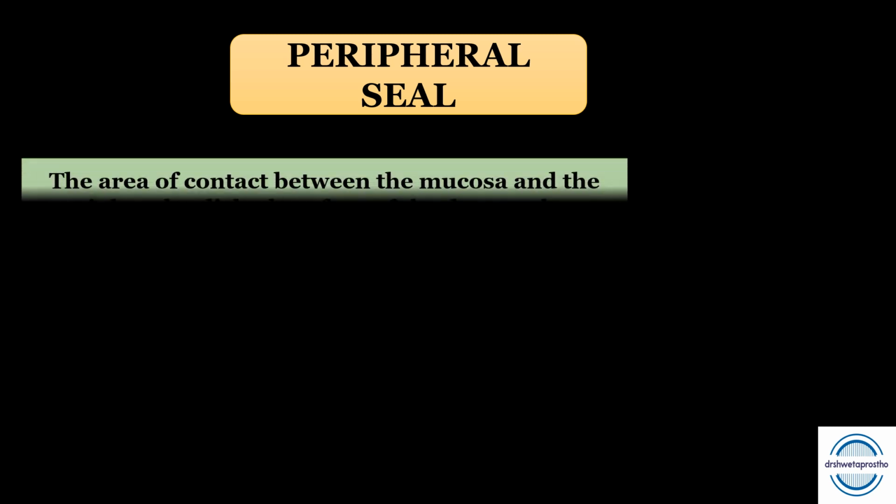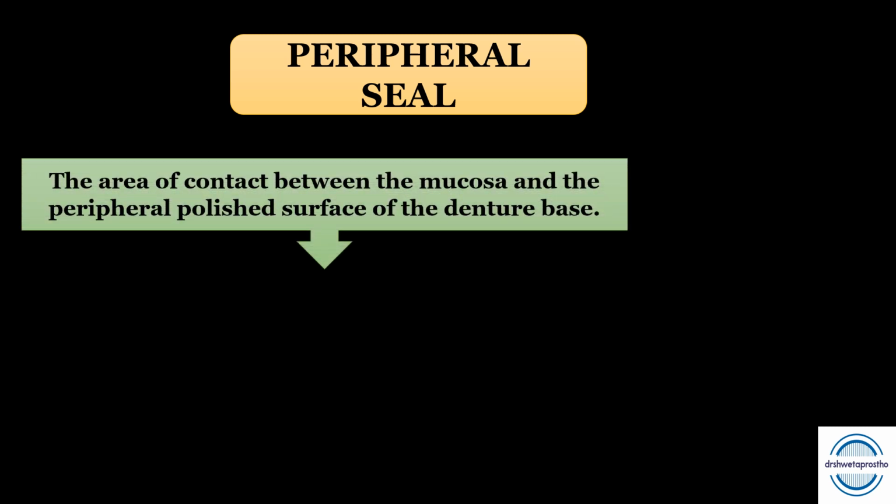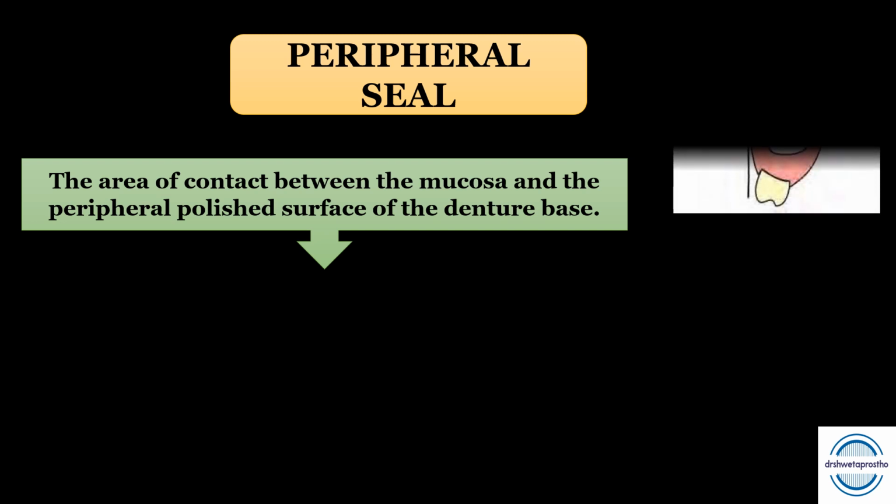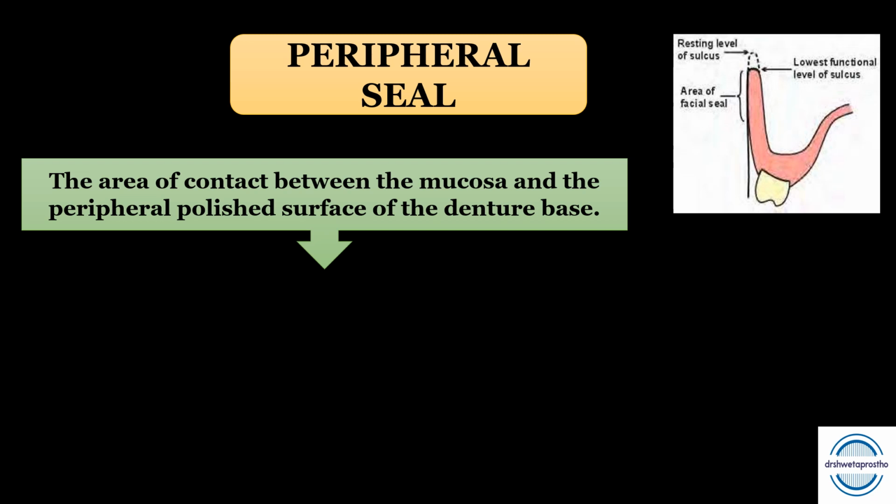First of all, what is a peripheral seal? The peripheral seal of the denture is the area of contact between the mucosa and the peripheral polished surface of the denture base. This seal depends on the proper extension of the denture borders, both in the width and the height of the denture flanges that we have formed. They should fill the mucobuccal space and contact the cheek tissues laterally.